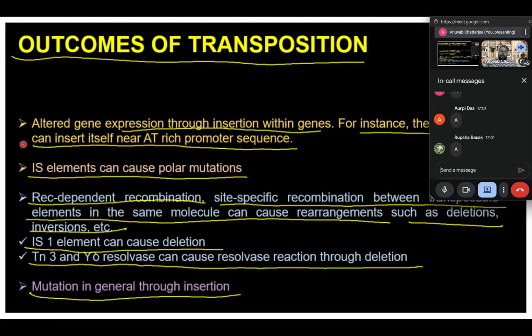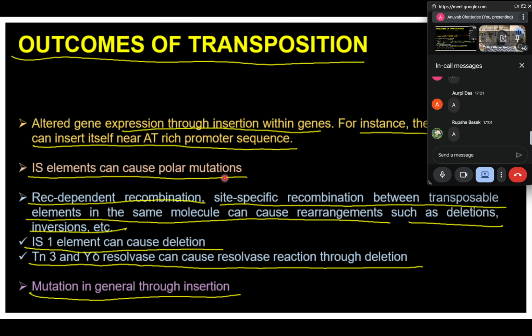The IS element, which is present in the transposons, can cause mutations. RecA-dependent recombination, or site-specific recombination between the transposable elements in the same molecules, can cause rearrangements such as deletion or inversion. IS1 element can cause deletions. Tn3 and gamma delta resolvase can cause resolvase reaction through deletion and mutation in general. So transposons cause a lot of problems essentially.